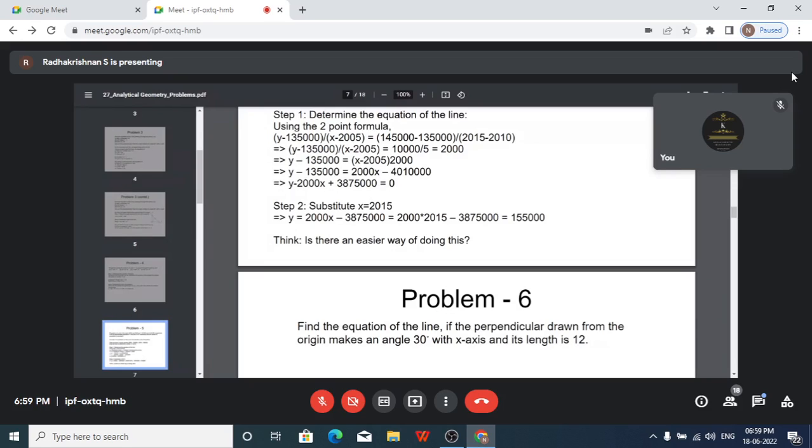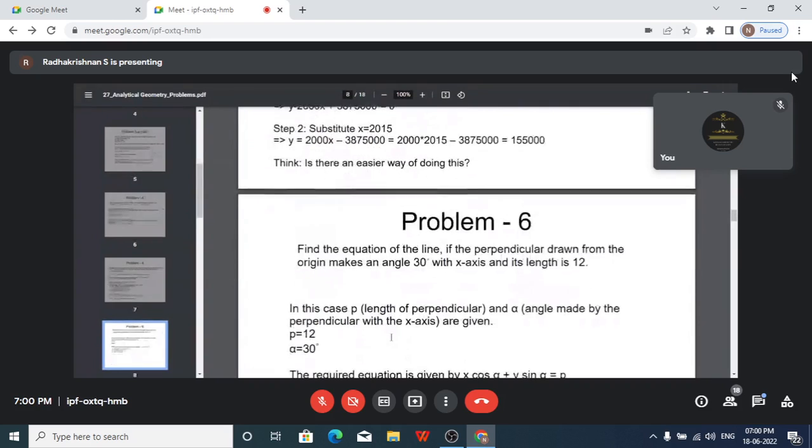Can somebody tell me, if P and alpha are given, what is the equation of the line? Sir, x cos alpha minus y sin alpha equal to P, sir. Shouldn't it be minus? It is plus. Okay? Sir, answer is root 3x plus y by 2 equal to 12, sir. One answer.